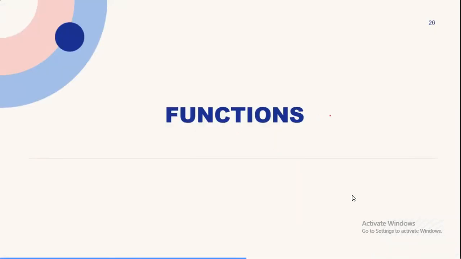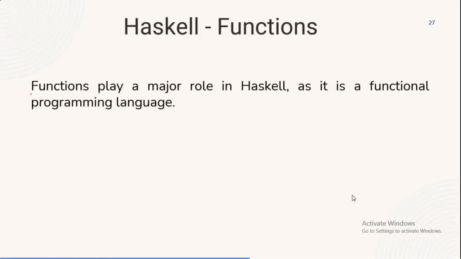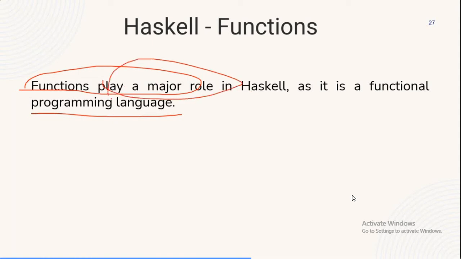Now my next topic is function. So what is function? I think all of you know what a function is. Function means, suppose I want to do some part of the task of a program. That kind of thing we can declare as a function, and we can do some part of the program using functions. Function is basically used to perform some special task. It may be some mathematical sums, that kind of thing. In Haskell, the function plays the major role, as it is a functional programming language.